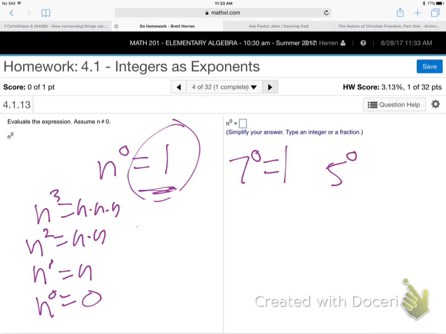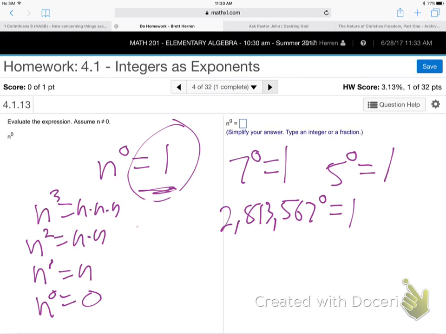What's 5 to the 0 power? It's 1. What's 2,813,567 to the 0 power? 1. How many of those you want in the test? Those are nice, huh? It's always 1. Anything to the 0 power is always 1.